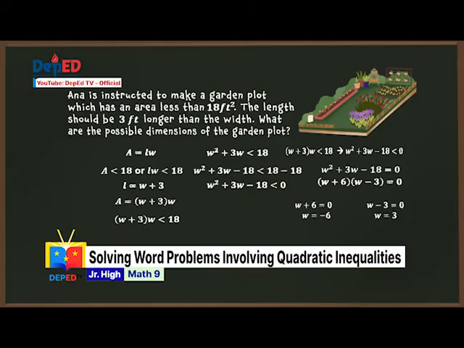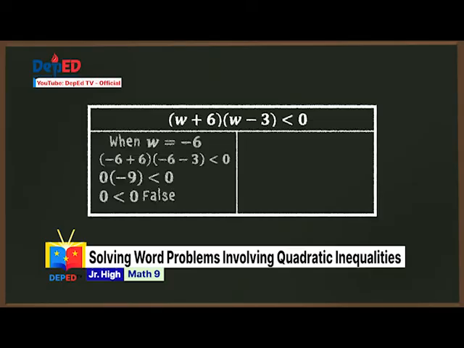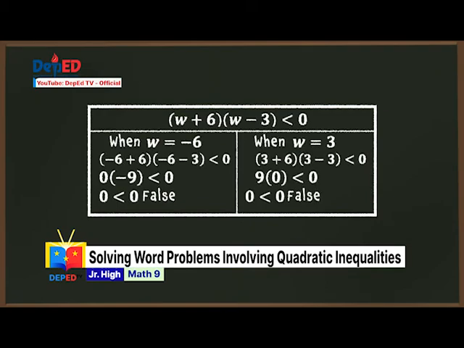Also, the inequality may now be expressed as the binomial W plus 6 times the binomial W minus 3 is less than 0. Let's test the roots of the equation against this inequality. By substituting each of them in the inequality, we must be convinced that they are not part of the inequality's solution set.